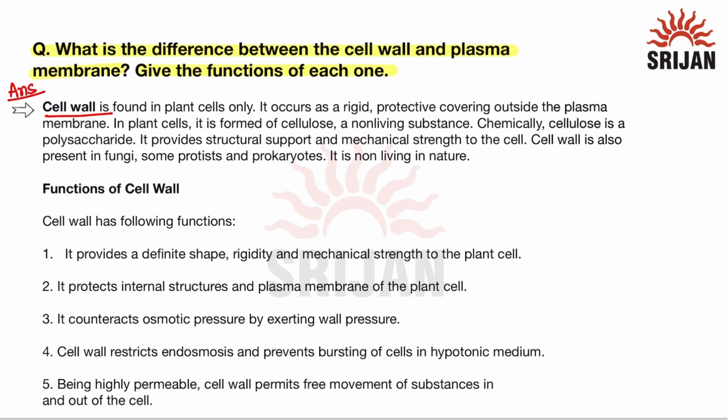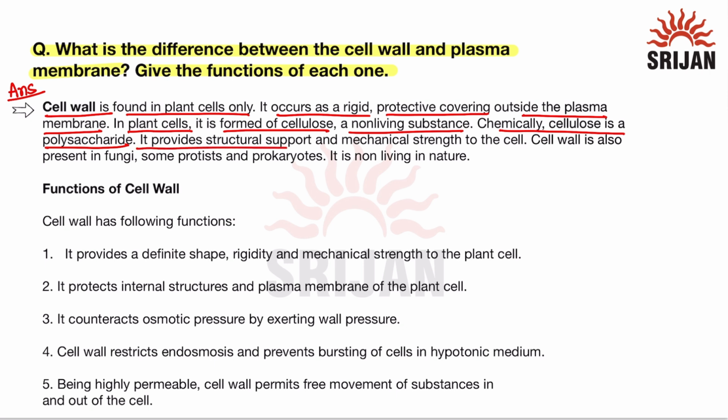So cell wall is found in the plant cells only. It occurs as a rigid protective covering outside the plasma membrane. So cell wall is present outside the plasma membrane and it is found only in the plant cells. In plant cells, it is formed of cellulose, a non-living substance. Chemically, cellulose is a polysaccharide. So, cell wall is non-living in nature because it is made up of cellulose in plant cells.